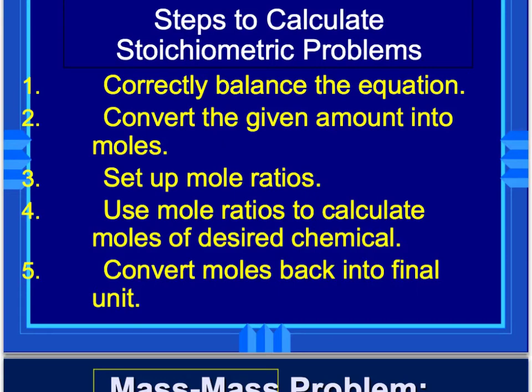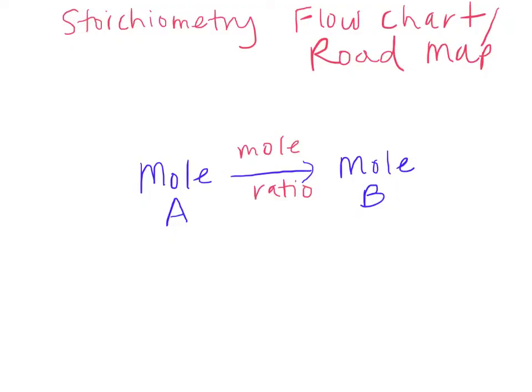So while mole ratios are at the heart of these stoichiometric problems, we're going to be able to do some other calculations for them, but they all follow these basic steps. The first thing is you want to make sure you have a correctly balanced chemical equation. You want to convert the given amount into moles. Moles is like our intermediary unit, as you'll see in a second. You want to set up the mole ratios. You want to use mole ratios to calculate moles of a desired chemical, and then convert the moles back into the final unit.